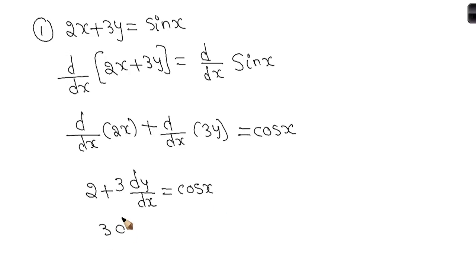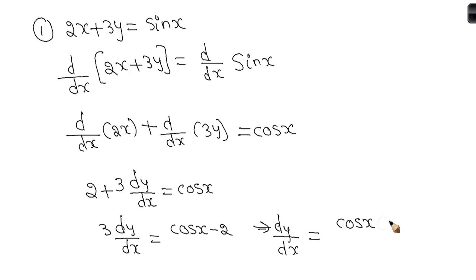So 3 times dy by dx is cos x minus 2. So dy by dx is cos x minus 2 upon 3. Very good.